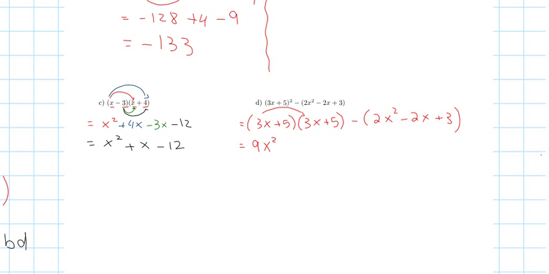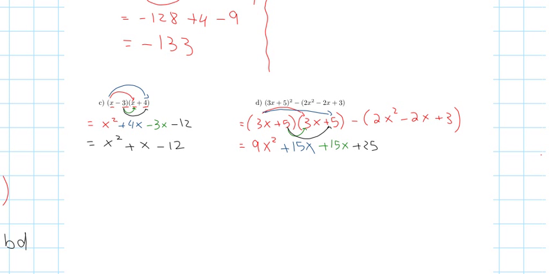Then what's the next thing that I have to multiply? What's my second thing? 3x times 5. So that's 15x. Then 5 times 3x, 15x. Then 5 times 5, which is 25. Are we okay with that so far?